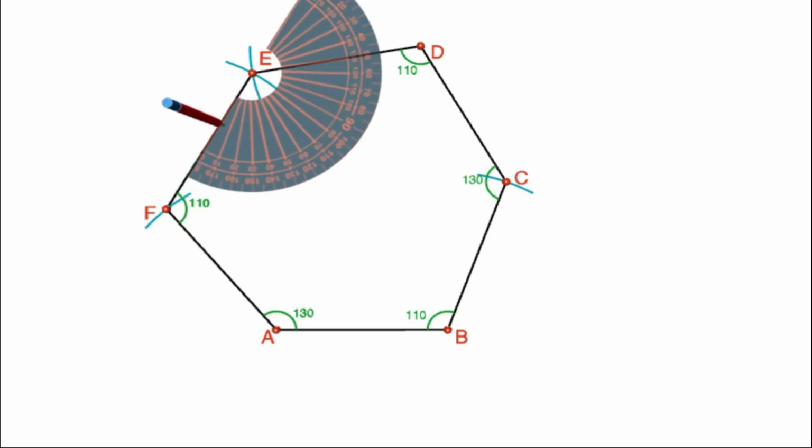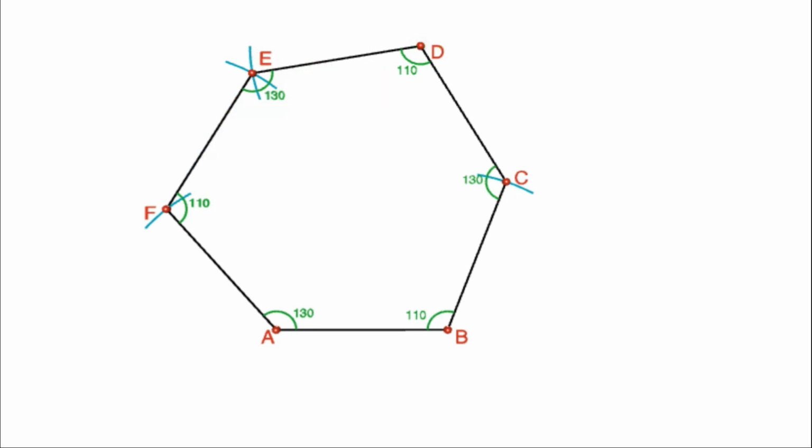Now look at the angles. They are unequal, but we have taken the length of AB and made the sides. So all sides are equal. Second question, draw a hexagon of equal angles and unequal sides.